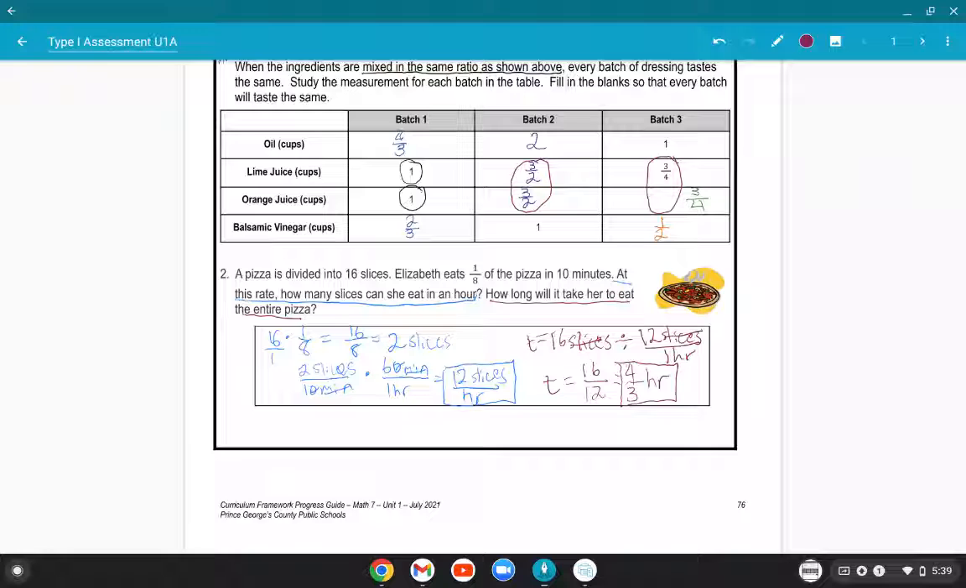And if I wanted to get fancy with it, since I know that 4/3 is equal to 1.3 repeating, so 1 1/3 of an hour, and I know that a third of an hour is 20 minutes, the real answer will be 1 hour, 20 minutes.